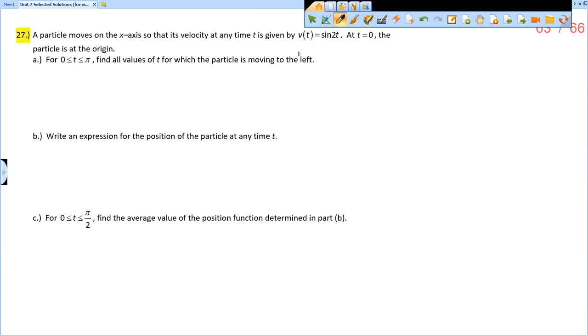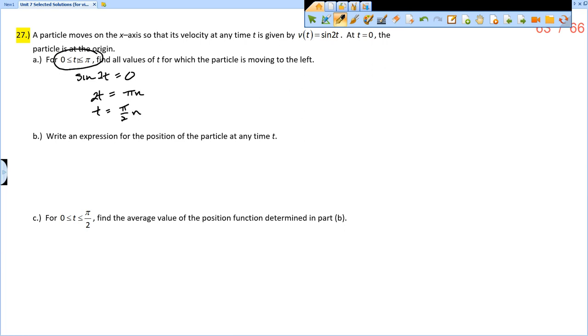All right, so what does that mean? Moving to the left means that the velocity is negative, right? So we're going to set the velocity equal to 0. So sine of 2t equals 0. So now when is sine equal to 0? Sine is 0 at 0, pi, 2 pi, right? So we could say pi n, right? So we're going to divide by 2. So t is equal to pi over 2 n.